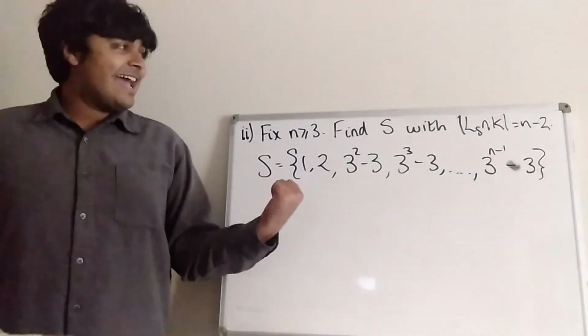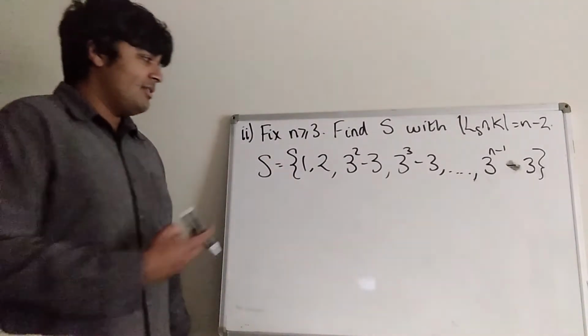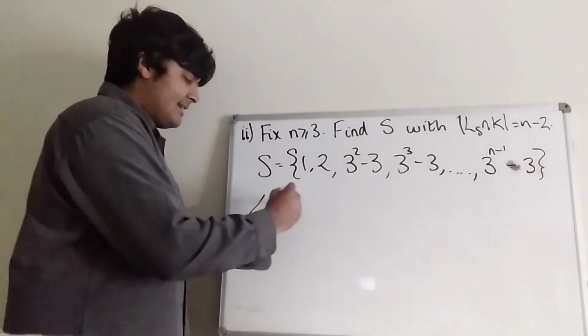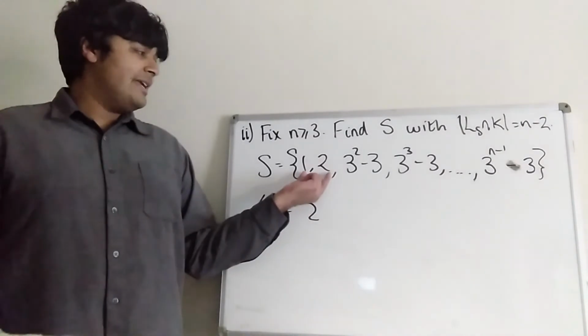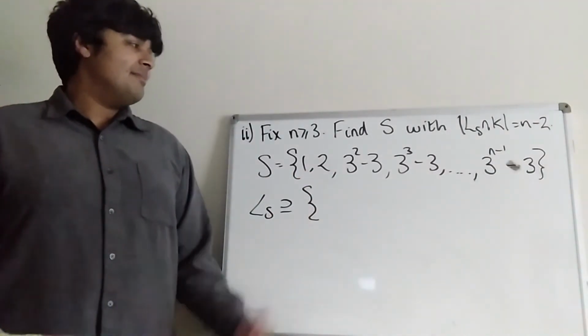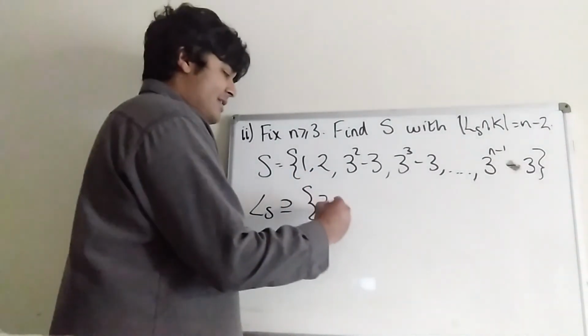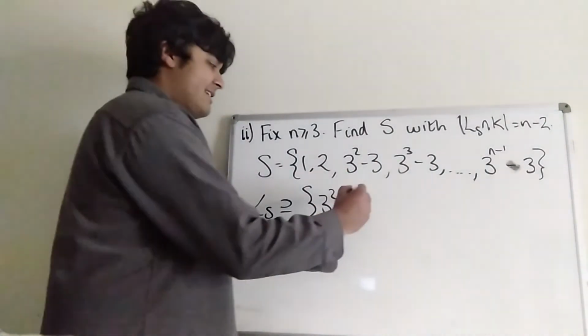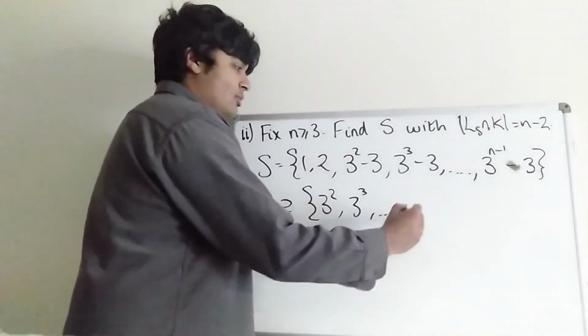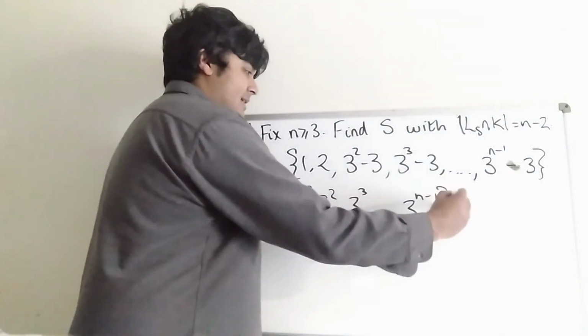And well, what is Ls intersect K? Well, notice that Ls is certainly going to contain all of these guys here. Well, 1 plus 2 is 3, and then if I add that onto this third term here, 3 squared minus 3, that's going to give me 3 squared. Similarly, 1 plus 2 plus 3 cubed minus 3 is going to give me 3 cubed, and so on, all the way up to 3 to the n minus 1.